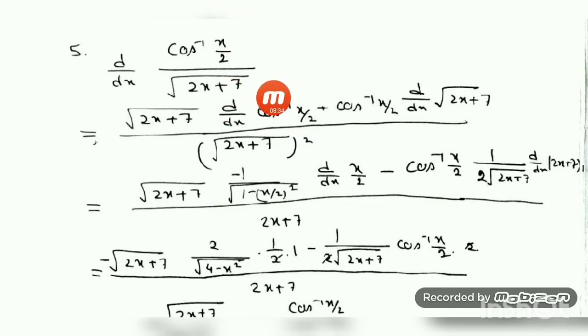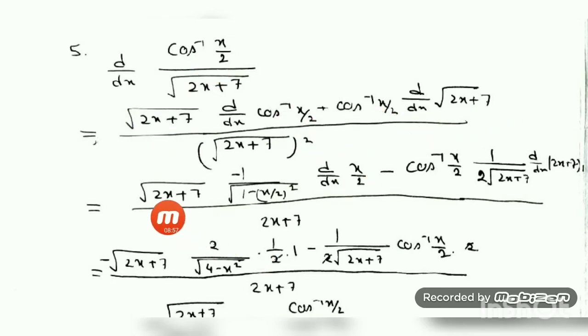Division. So you have to use the division rule, the quotient rule. That is the denominator squared, that is (2x + 7) whole squared. The denominator is there. If I think of u by v, it is v d/dx of u minus u d/dx of v. Okay. So here root over (2x + 3) into d/dx of cos inverse of x by 2, minus cos inverse of x by 2 into d/dx of root over this one.